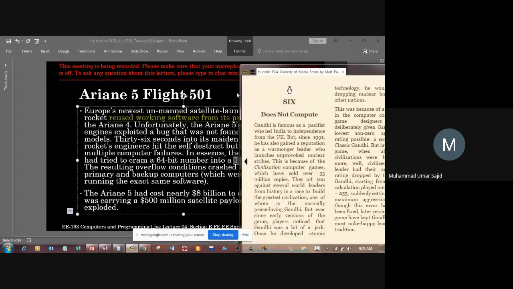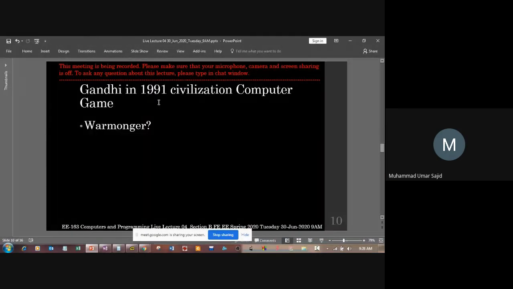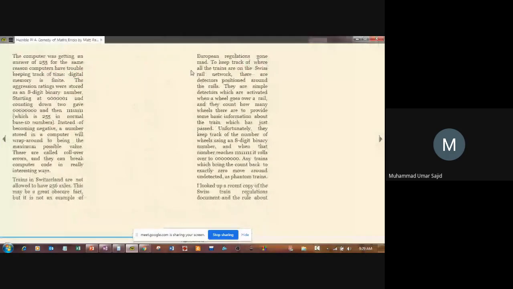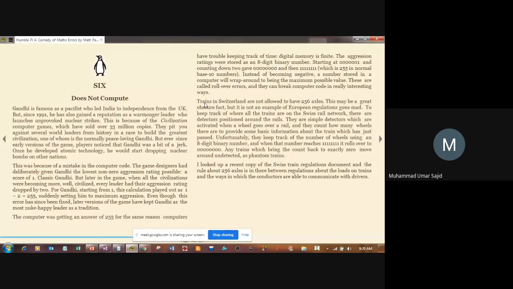Coming to the next example, it is a kind of fun example. I'm not sure whether you have seen this game, but in the 1991 Civilization computer game, there was this fun example. You might have heard of some person named Gandhi. We have Quaid-e-Azam here in Pakistan, and they have Mahatma Gandhi in India.